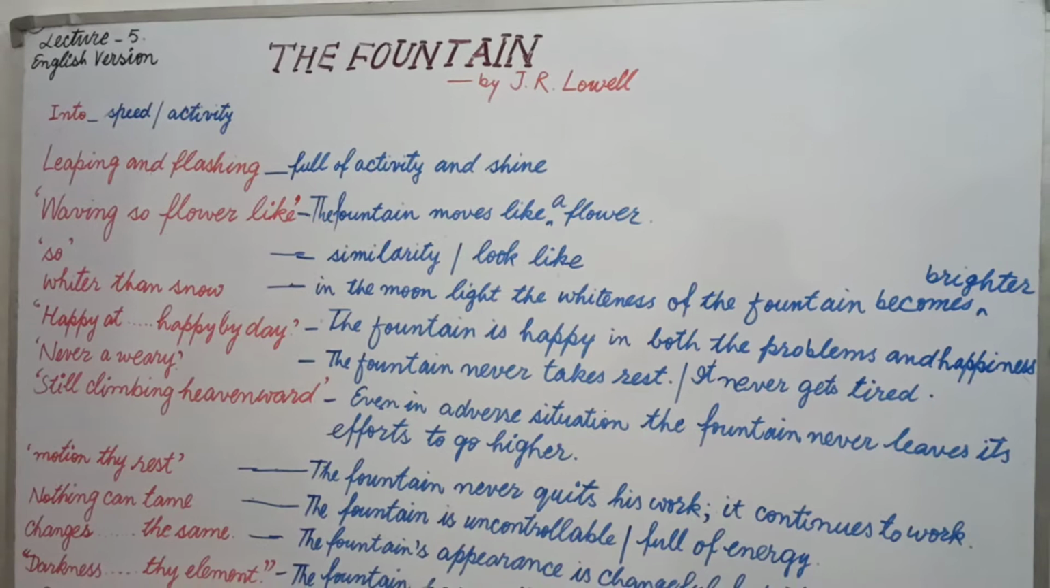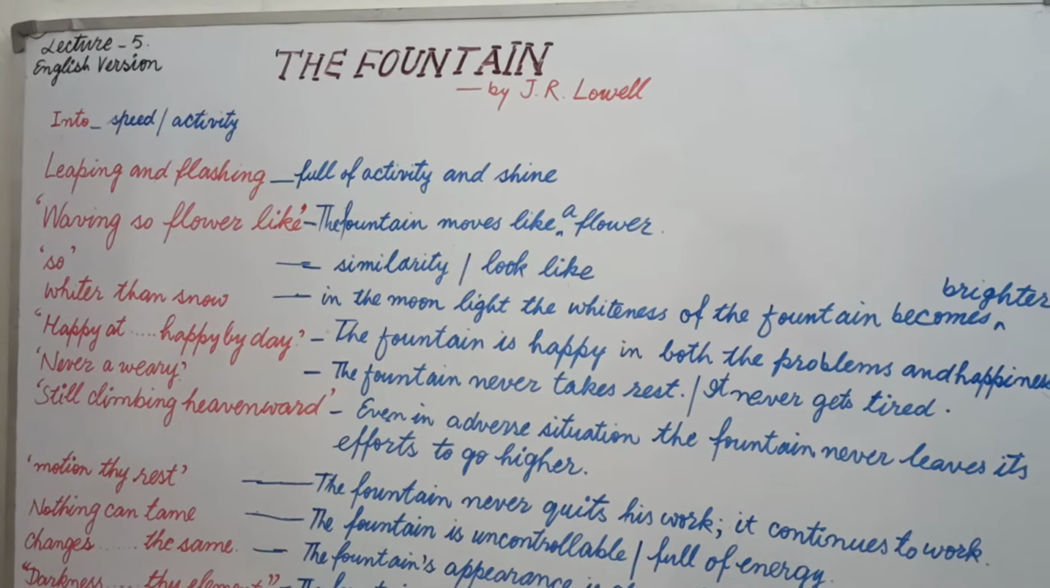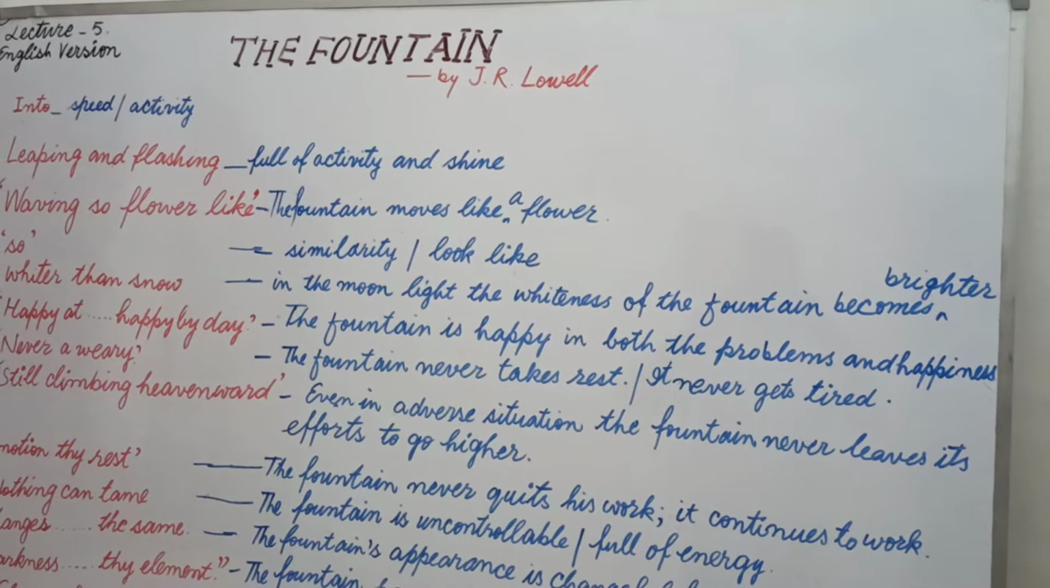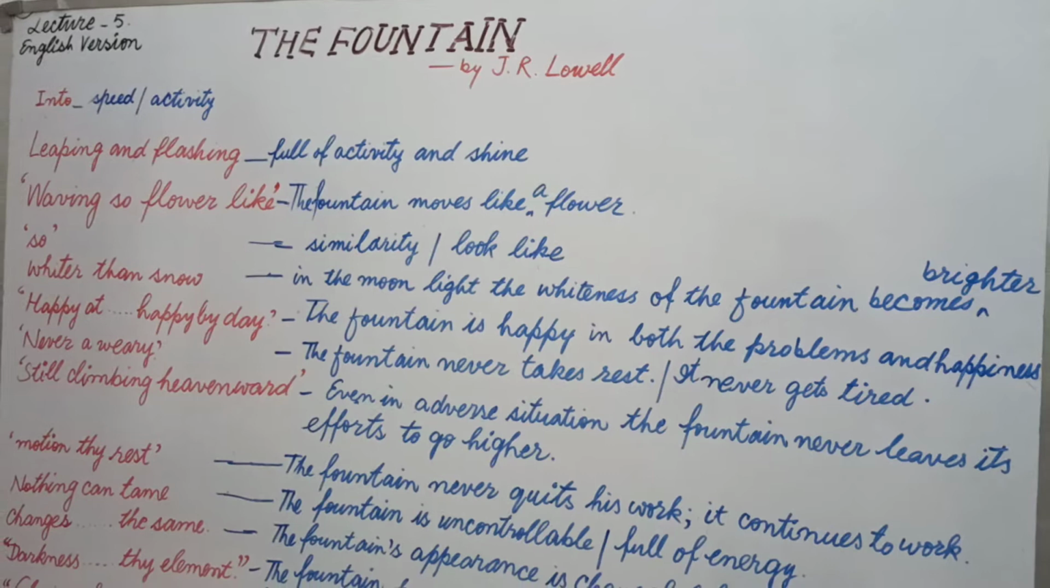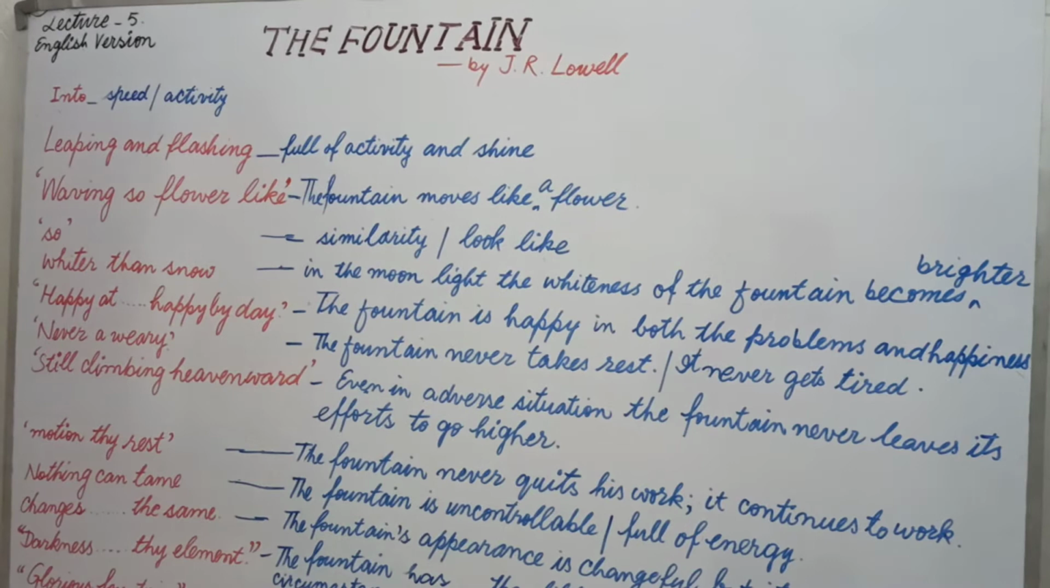Students, the next type of question may be: what is the color of the fountain in the moonlight? Then, student, it is very easy to find from the stanza, it is written somewhere in the stanza, and you just see and copy it. The color of the fountain is whiter than the snow in the stanza.